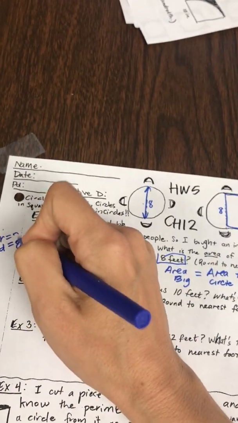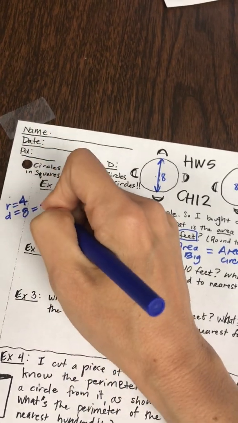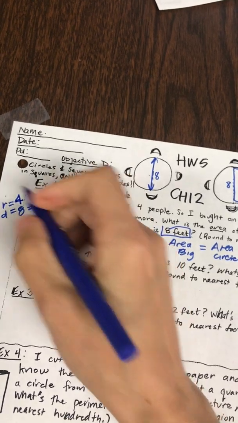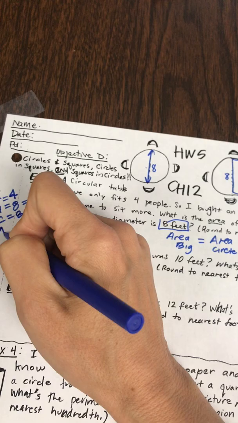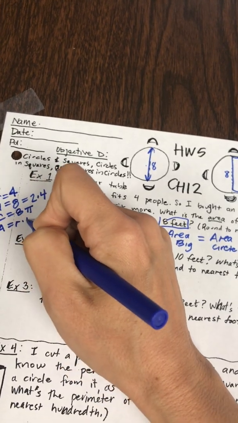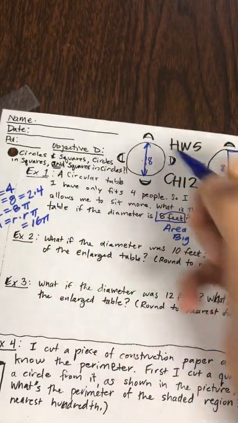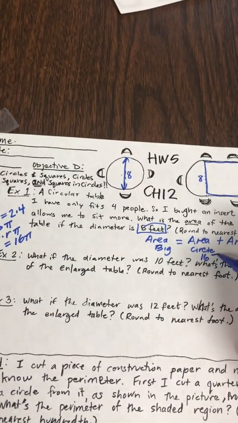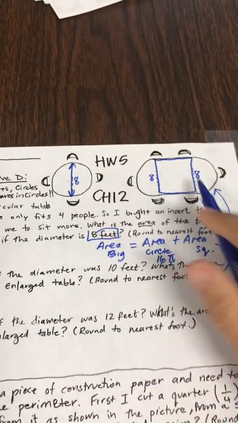So my diameter is 8, which means my radius must be 4, because 2 times 4 is 8, and that's the relationship between these two numbers. Now that would make my circumference 8 pi, and my area radius squared times pi, also known as 16 pi. So that's the area of my circle, 16 pi. Okay, now let's figure out my square.